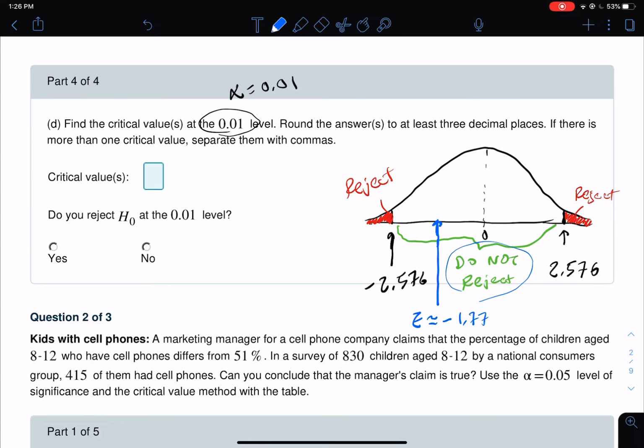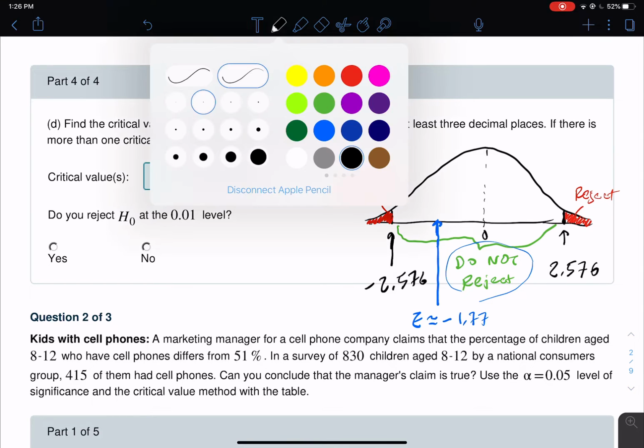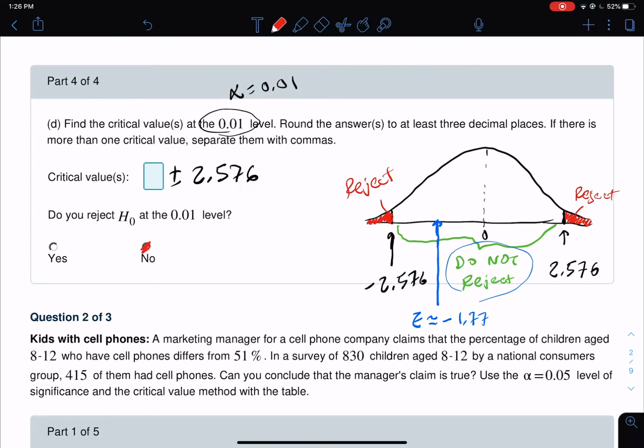So critical values, they asked for that first. Let's write that down. Critical values, that happened to be plus or minus 2.576. Do you reject H0 at a 0.01 level of significance? And the answer is no, we do not reject it, because you can see we landed right there in the do not reject region.